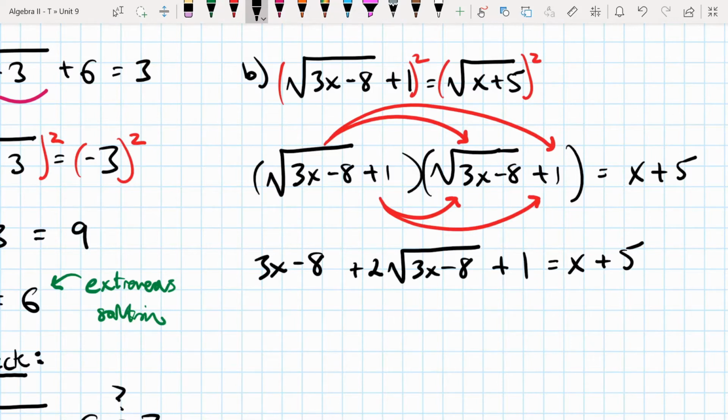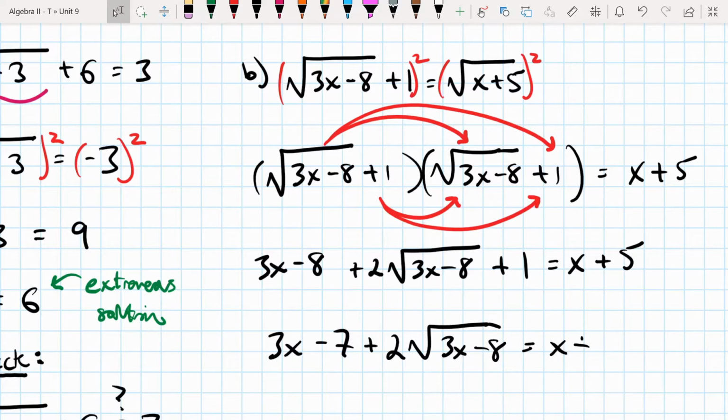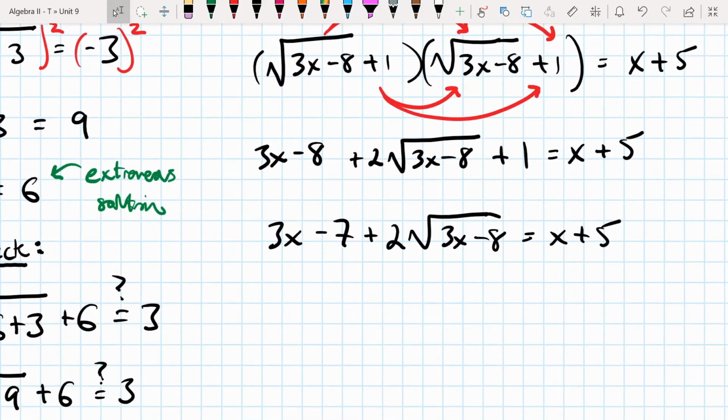Okay, now let's isolate the radical term by doing a little bit of algebra. So the 1 and the negative 8 on the left-hand side can combine together, and we get negative 7. The right-hand side will stay the same. Let's bring these non-radical terms to the other side. So I'm going to subtract 3x, this is negative 2x, and then add 7 plus 12.